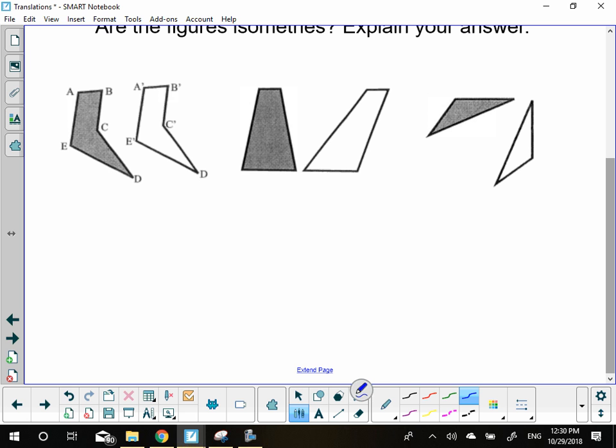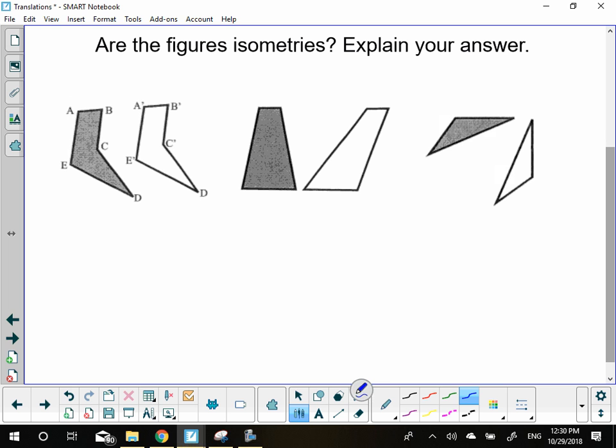In this one, the pre-image, so our starting figures, are going to be the shaded ones, and the unshaded ones would be our image. So on that first one on the left, is that going to be an isometry or no? Yes. Why? Yeah, nothing changed. Figures are still congruent. It's right there, congruent, with the equal sign, that little squiggly thing over it means congruent.